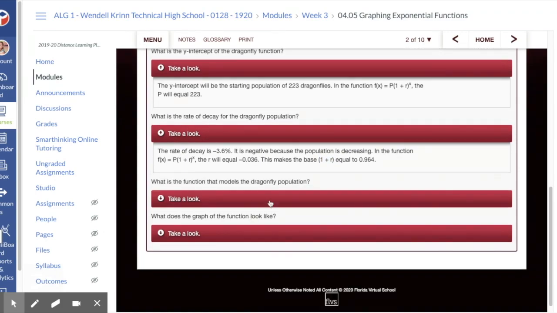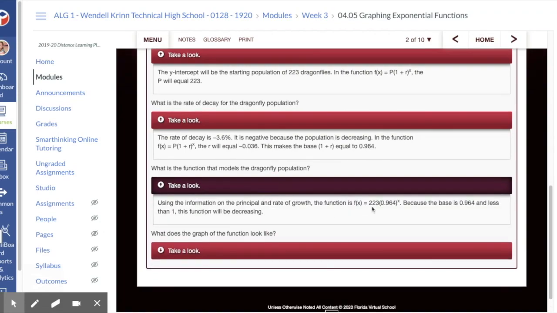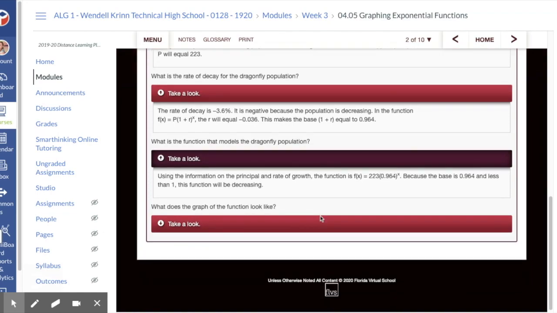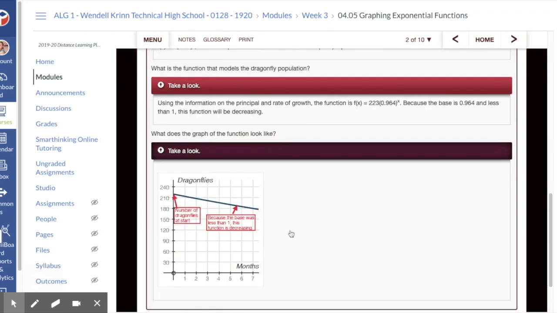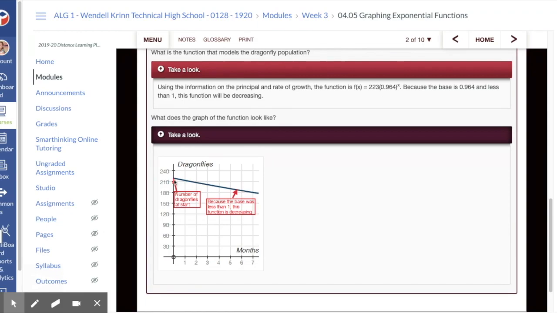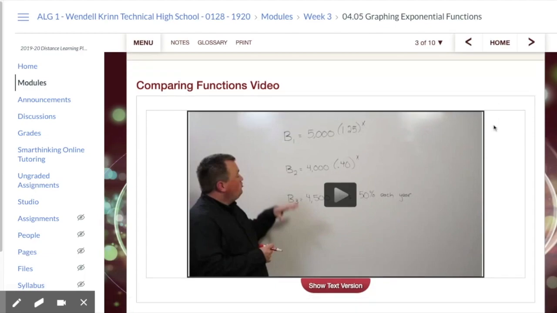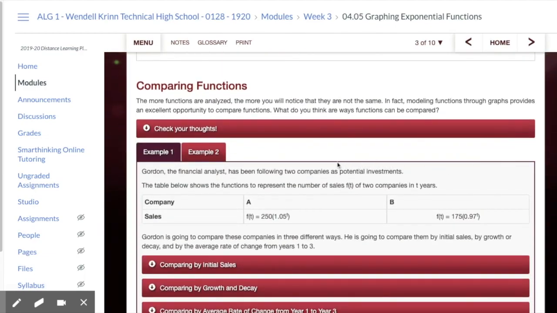What is the function that models the dragonfly population? Well, your initial amount would be first. And then we have 1 minus our rate, which was 0.036. So we get 0.964 raised to the power of x, because I don't know what time is going to be in this situation unless it tells me, okay, after 5 years. Here's what that would look like. Starting up here around 223, it will be decay. So if you went ahead and plugged this into a graphing source, kind of like Desmos, you would get something that looks like this.